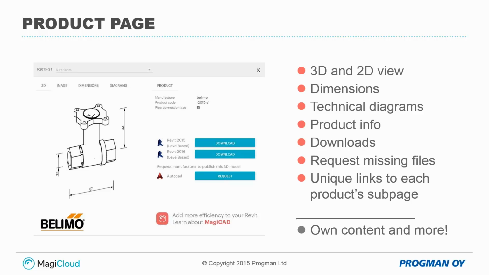This is what we have today. Bubbling under, what will come is the possibility to add your own content and more. So we will enable the possibility for manufacturers to edit those pages and add extra information or files.